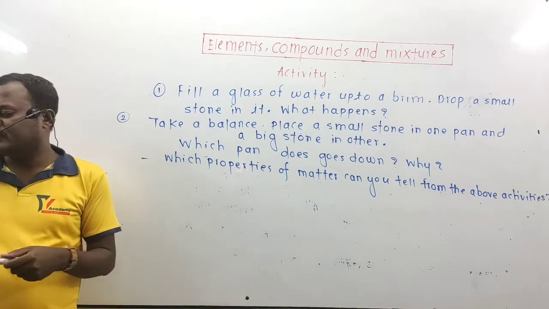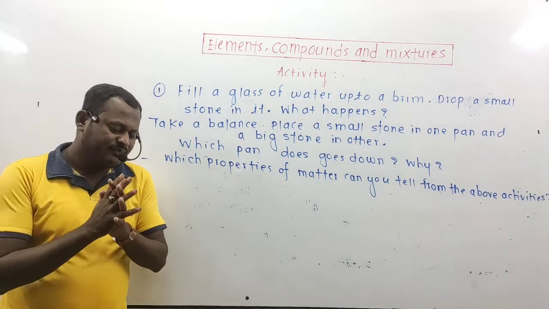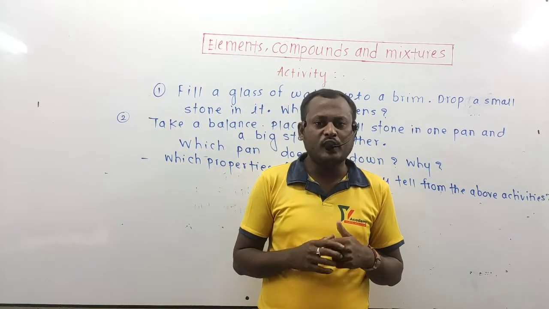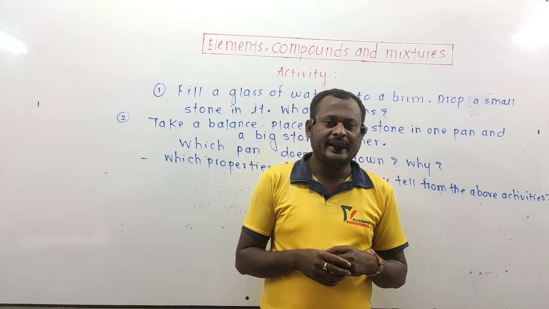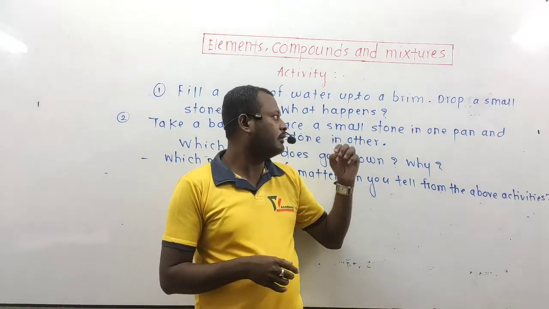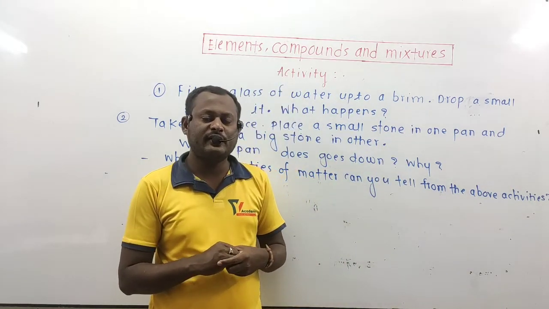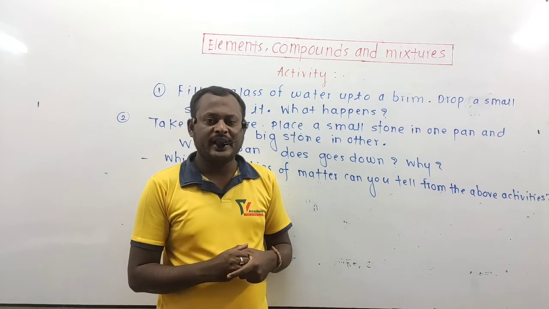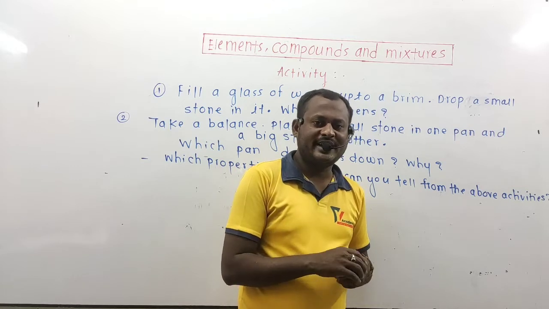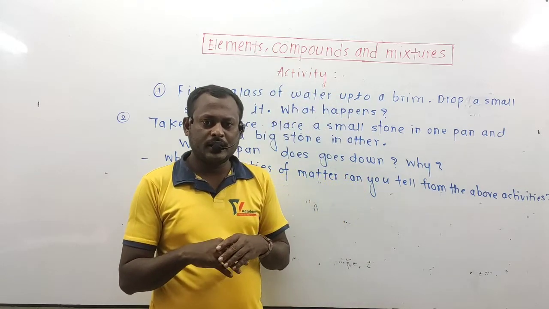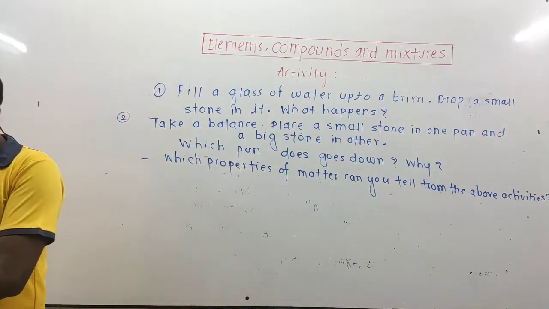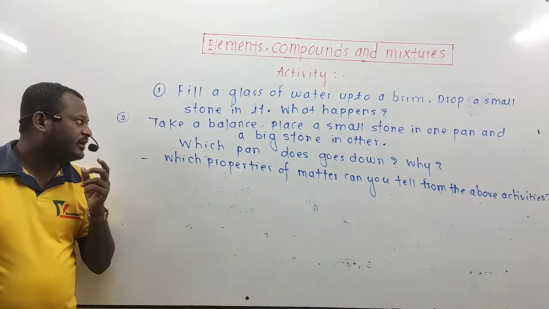When we fill the water in a glass, that water occupies some volume of the glass. And when we drop a small stone in the glass, then the volume of water will change. That stone occupies some volume of the glass, and that's why the water will come out from the glass, because the volume of water gets changed. And second one is take a balance.